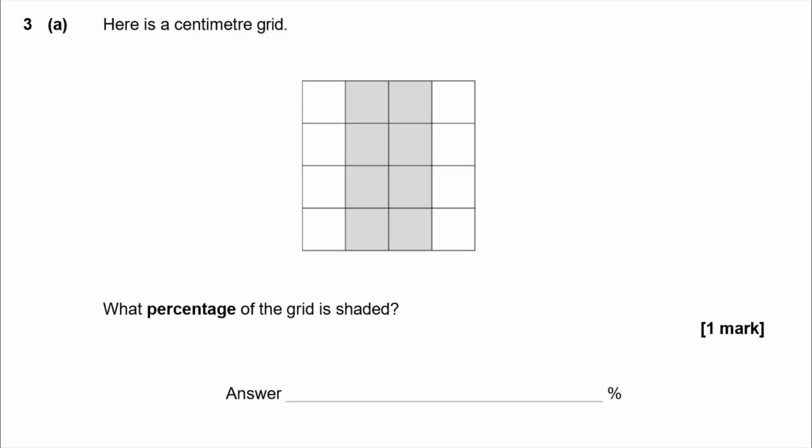Question 3a, here is a centimeter grid. What percentage of the grid is shaded? Well, let's have a look. We've got 16 squares altogether, and I've got 8 shaded. So as a fraction, that is 8 over 16, which is the same thing as a half, isn't it? And a half as a percentage, as a fraction over 100, is going to be, well, I'd have to times top and bottom by 50. That's going to be 50 100ths, isn't it?